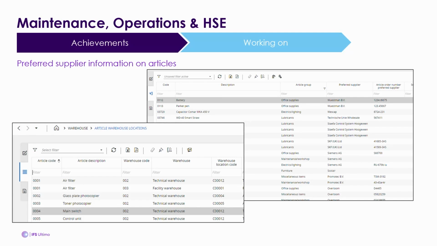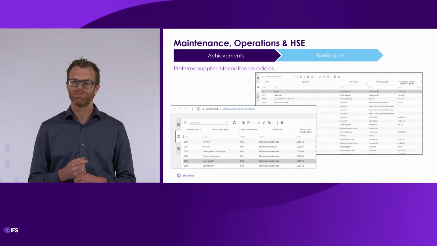And in database structure terms, it's deeper in the structure. But we got a request: can you link the preferred supplier of this article in the selection list? And that's achieved. So you can now filter in your selection list of articles straight away on the preferred supplier and related information like the article code of that preferred supplier.